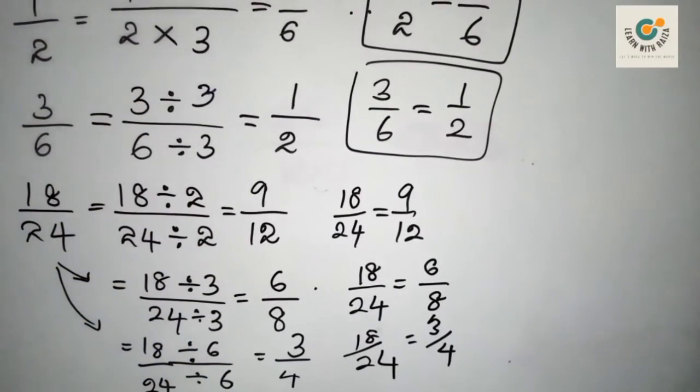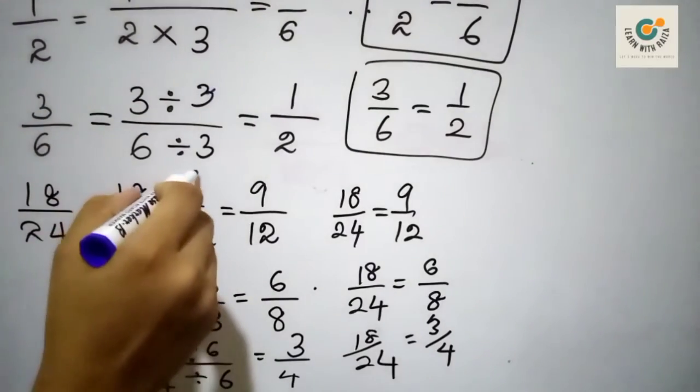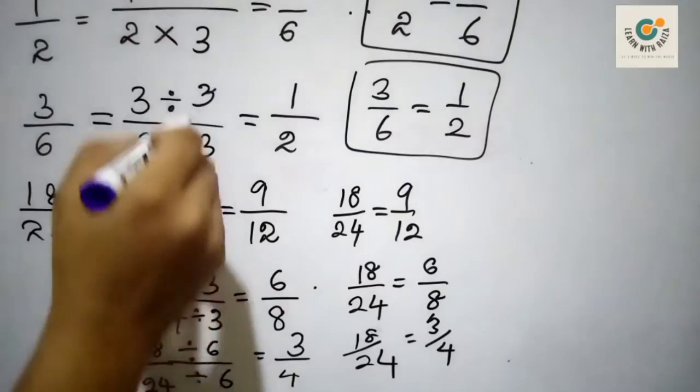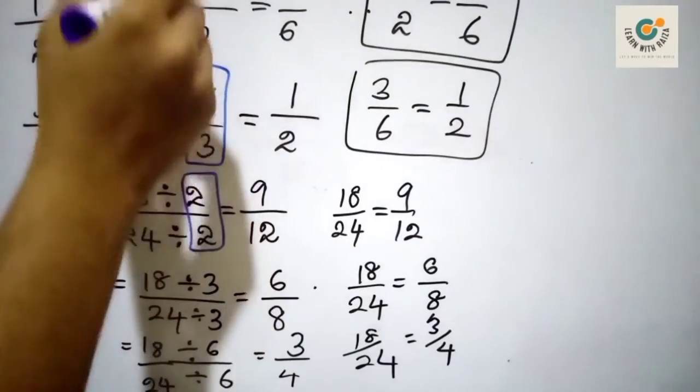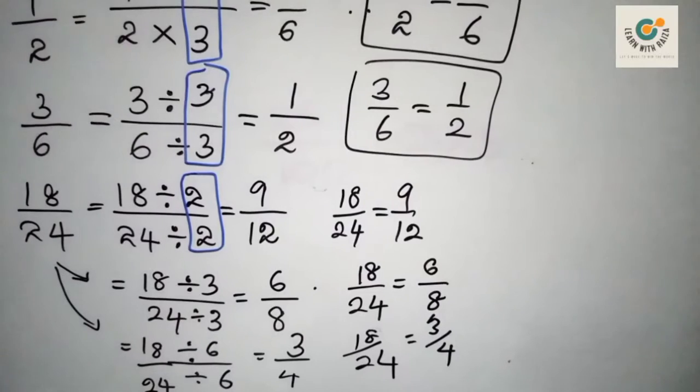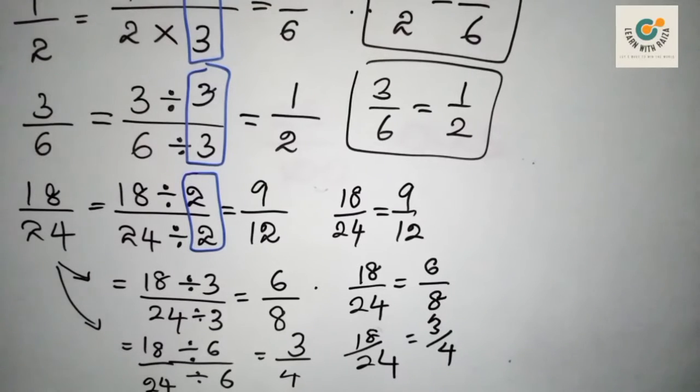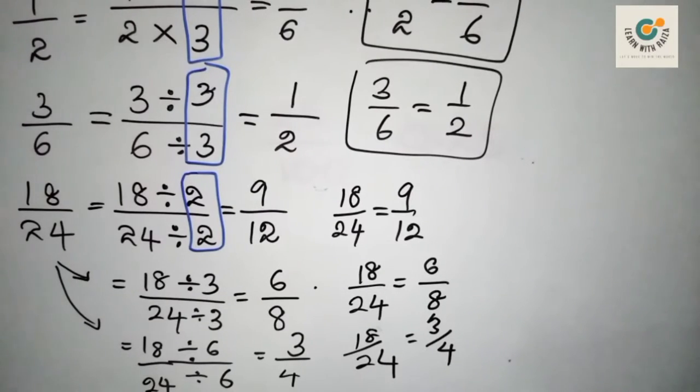But make sure that you are dividing both the numerator and the denominator by the same number. Only then can you make equivalent fractions. So whenever you get a fraction to be converted to the same denominator, you can multiply both the numerator and denominator by the same number, or divide both the numerator and the denominator by the same number.